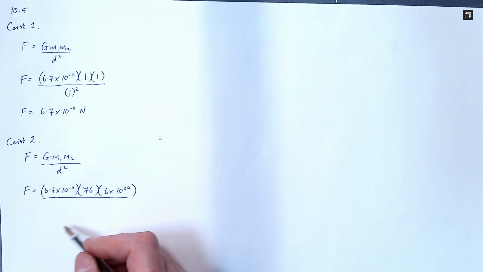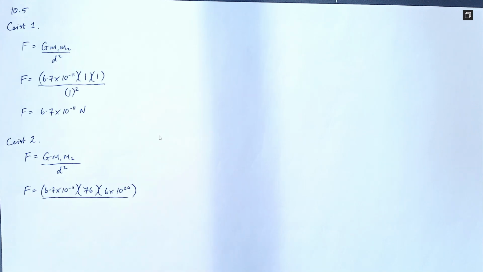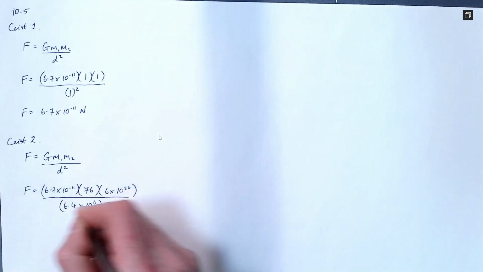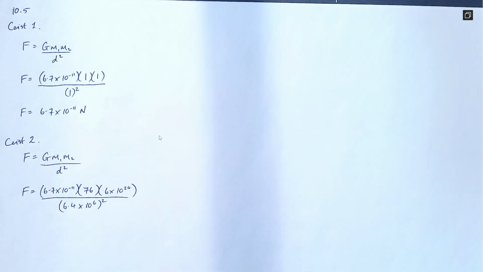So from the centre of the earth to the surface is the radius, 6.4 by 10 to the power of 6 metres, squared. And then we put it into the calculator.